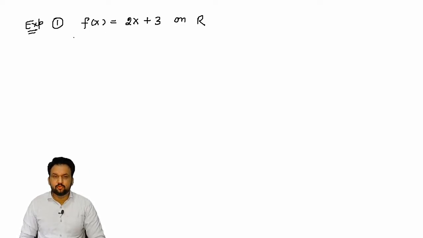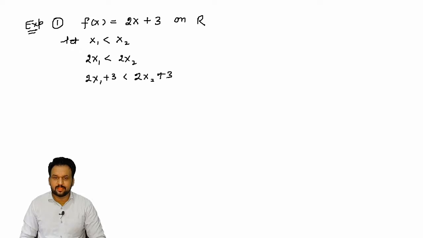If you take any two points, x1 and x2, where x1 is less than x2, then substituting in this function, you can say that 2x1 is less than 2x2 after multiplying by 2, and adding 3, 2x1 plus 3 is less than 2x2 plus 3. Am I right here? Now you can see this is f of x1 and this is f of x2. Clear? So f of x1 is less than f of x2 whenever x1 is less than x2.